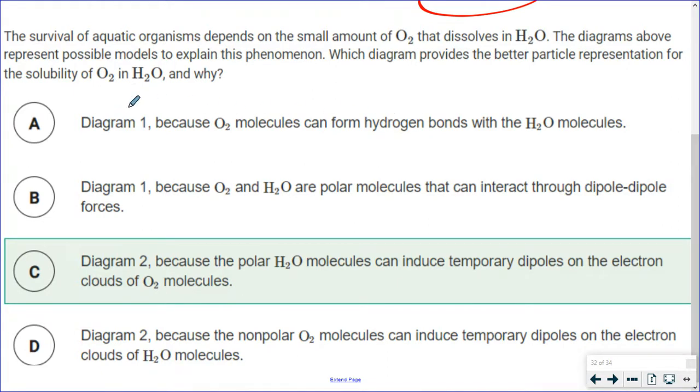You can't do hydrogen bonds with it. That's why A is not correct. They're polar molecules. This is not polar, so that's not correct. Diagram 2, because the polar H2O molecules can create a temporary dipole. That's your correct answer.